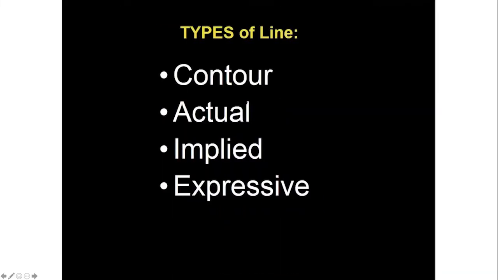So these are just some of the names of types of line that you might use. If you've taken a drawing class, you'll be really familiar with those. All lines are actual unless they are implied. So most lines you don't really even say actual because they're just some type of line, but you can also have what's called implied line, which is something you might not normally think of.